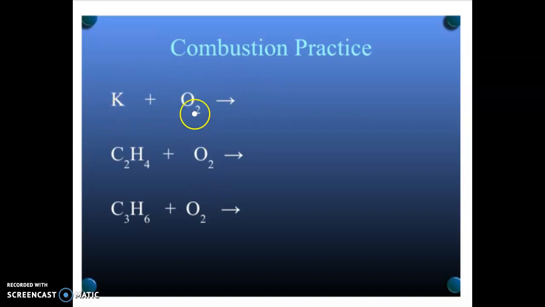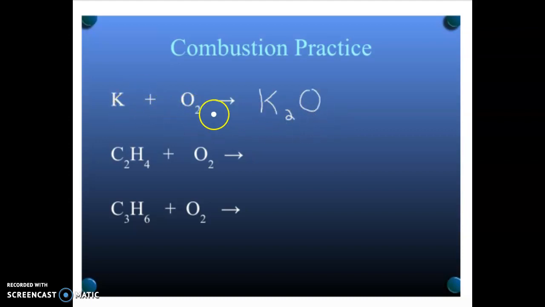But this first one, looking at all three of them, you can tell they're combustion because of the O2 being the reactant. But this first one is going to be combustion of an element. So we're just going to make one compound as our product, and that's going to be potassium oxide. So when we write out our product, we're going to make an ionic compound, so we have to consider the charges on the potassium ion and the oxide ion. So potassium is a +1 ion, oxide's -2, so that means we're going to need 2 potassiums for every oxide ion to make the product. So we write out the product based on the charges of these ions.